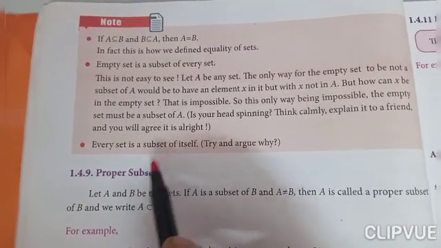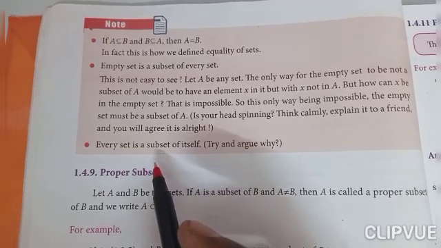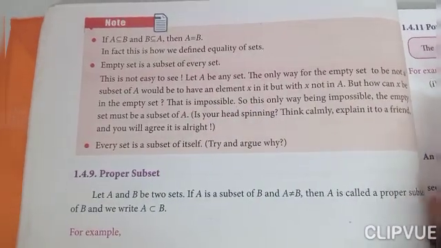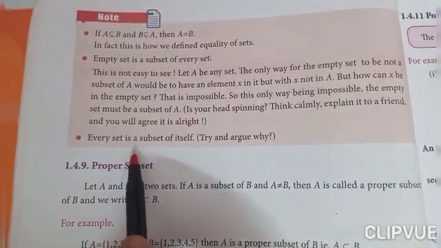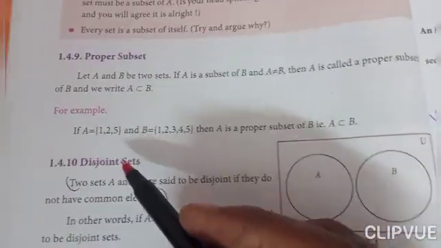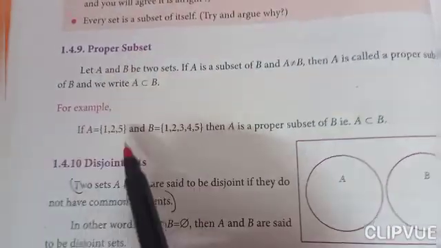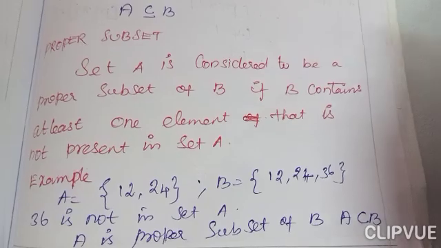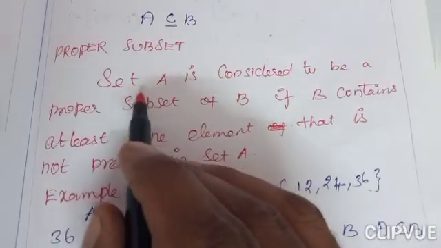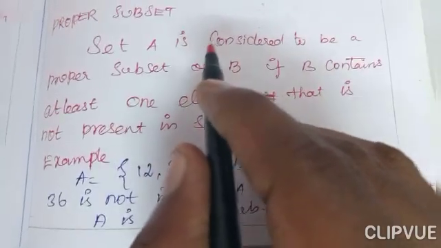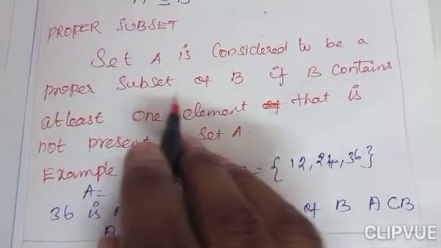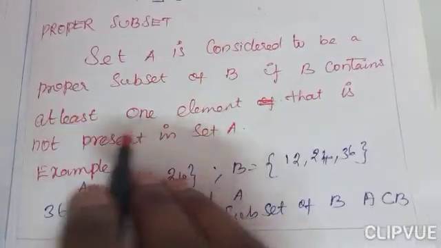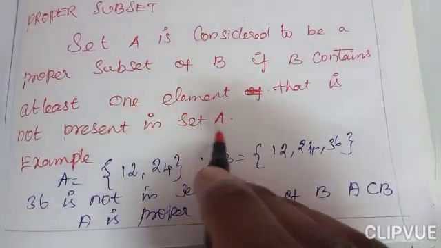In the previous example with the set a comma b, we wrote the null set, set a, set b, and finally we also wrote the given set a b. That's what is meant: every set is a subset of itself. The fourth type today is the proper subset. The proper subset definition is not given in your text; it is additional, taken from the previous edition. A set A is considered to be a proper subset of B if B contains at least one element that is not present in set A.